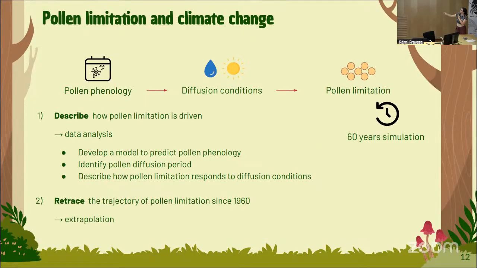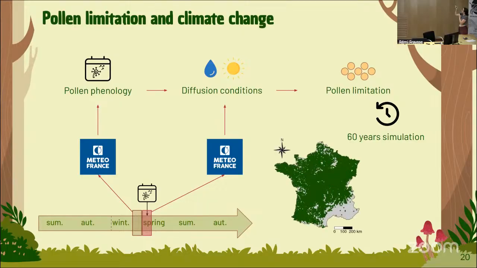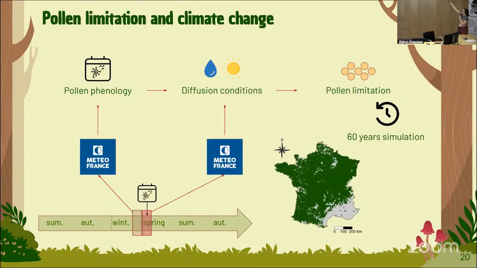Okay, so now that I know how pollen phenology determines diffusion conditions and how diffusion conditions determine pollen limitation, I led a 60-year simulation to see how pollen limitation evolved. So if you got lost, it's the time you can come back. In order to assess pollen phenology, I just needed weather at the end of winter and the beginning of spring. To know diffusion conditions, I only needed the weather during the pollen diffusion period. And I had this for all these points, which were the Météo France cells for which we have weather, in which we also have temperate oaks. I didn't do the work for the other cells because they did not interest me. And once I know the diffusion conditions, I can use my pollen diffusion coefficient function to assess the pollen limitation.